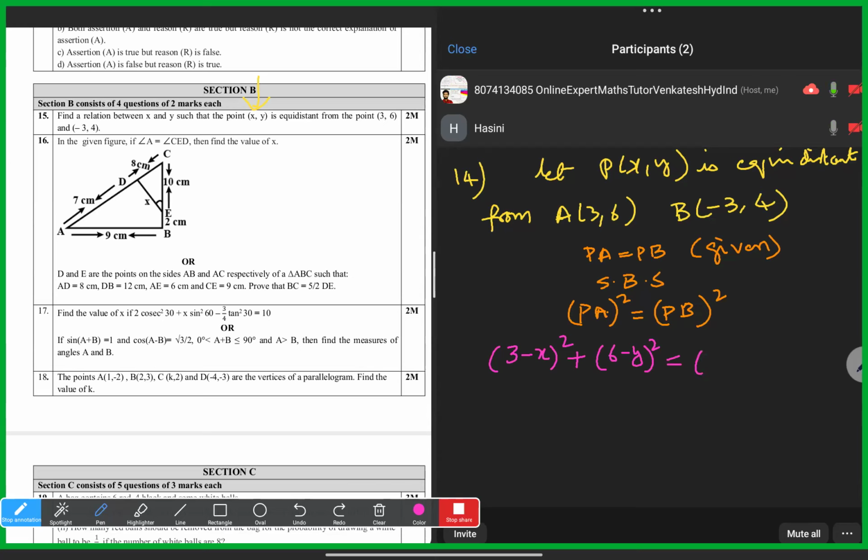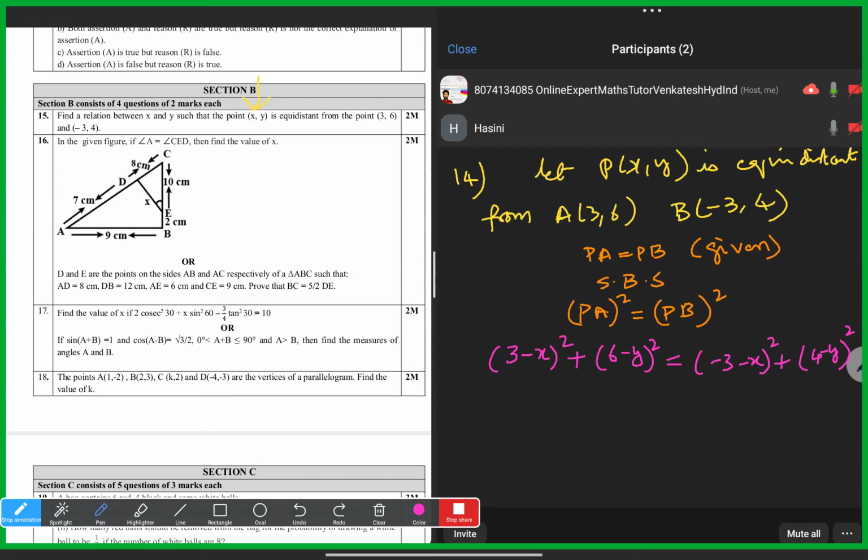Similarly, for P and B now. -3 minus x whole square, plus 4 minus y whole square. So, Hasni, 100% you need to solve these sums once again on your own before the exam day. Okay, Hasni? Okay, sir.